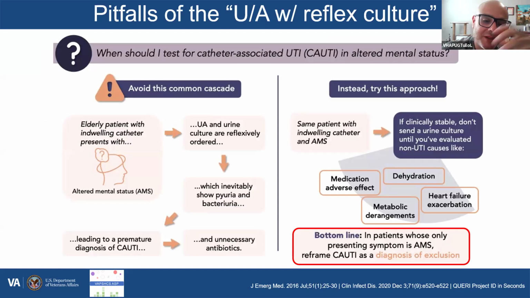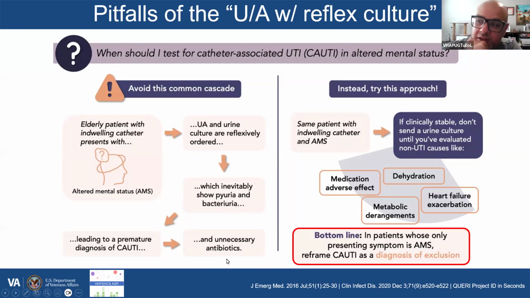So, getting a UA with a reflex culture in patients with altered mental status, especially if they have a catheter, usually leads you down this cascade where the UA has pyuria and it reflexes to a urine culture. And that usually shows bacteriuria because they have a catheter. And then that leads you to anchor on this UTI diagnosis and give unnecessary antibiotics, right?